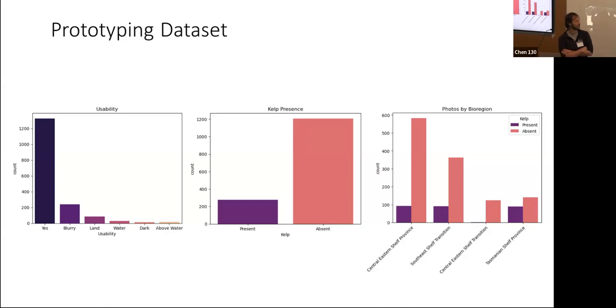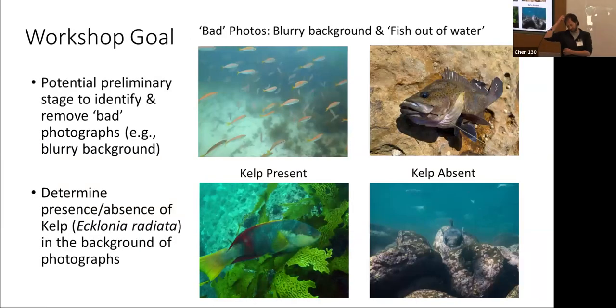The last one here is split up by regions, because ultimately the idea is to try and map its distribution, so to learn presence absence in different types of habitats, not just ones where it's common. So the goal is possibly a preliminary step of trying to detect what a usable photo is, get rid of the ones that aren't suitable for asking the question, and then ultimately determine the presence absence of the kelp in the background of the photos.